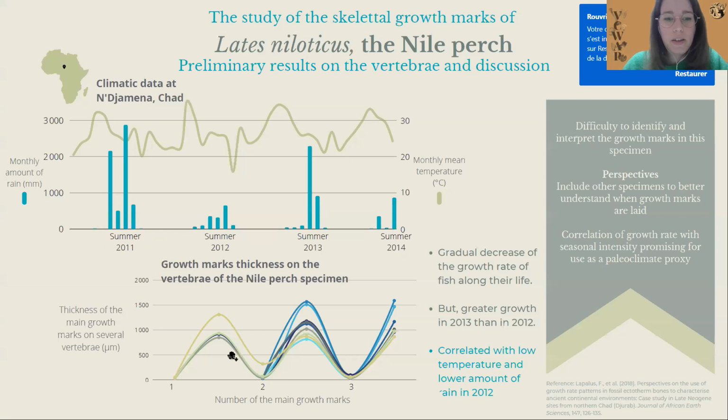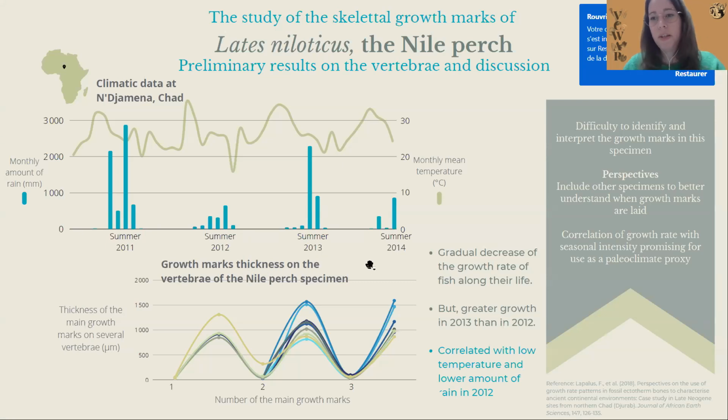And we can see that the growth rate in 2012, so this growth mark, is less important than that in 2013. And this is not expected because in fish, the growth tends to decrease along their life. But we can see that in 2012, in N'Djamena, the temperature dropped and the rains were less abundant this year. So this may have resulted in a stress for the animal and thus a less important growth this year.